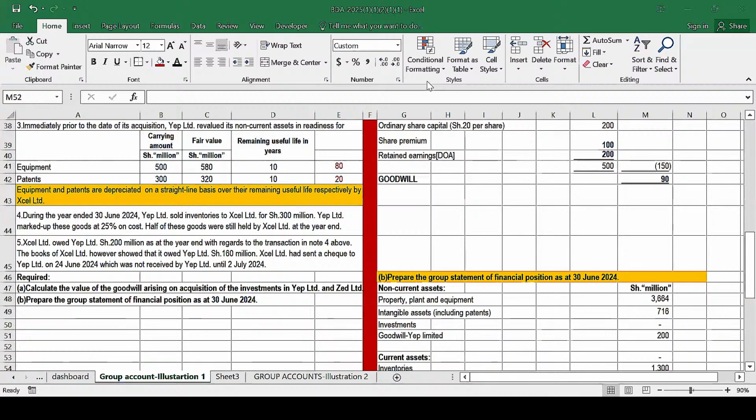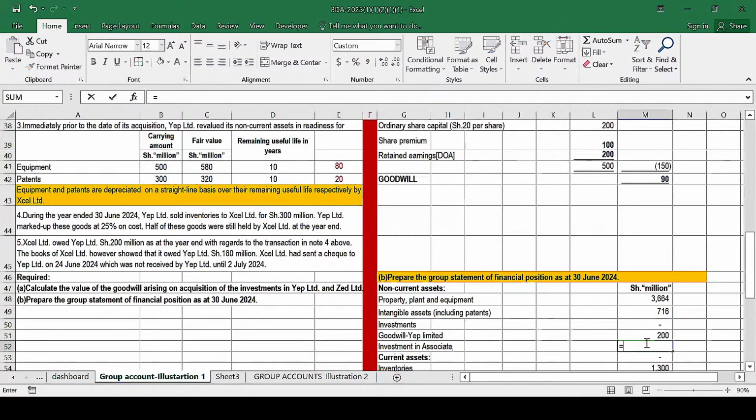So in this case, we don't include the goodwill of associate here, even the goodwill of joint venture. We only include something called the investment in associate. Now, the investment in associate, this one we usually compute it.